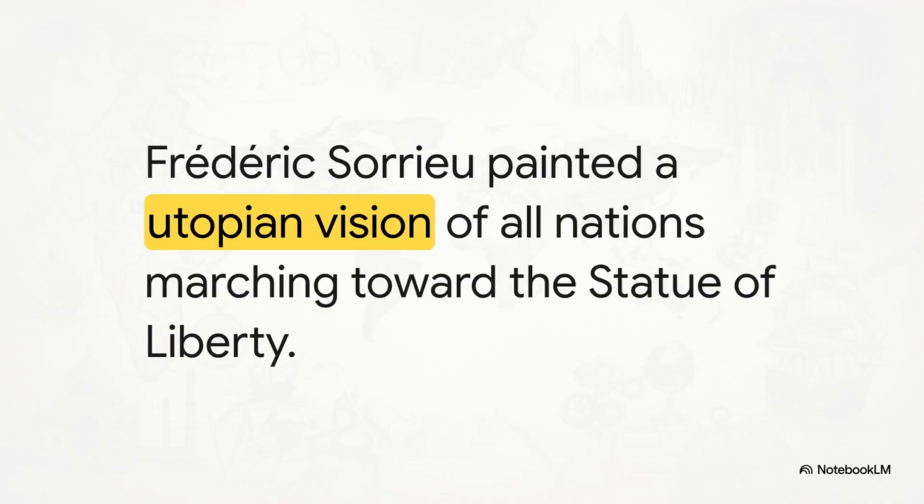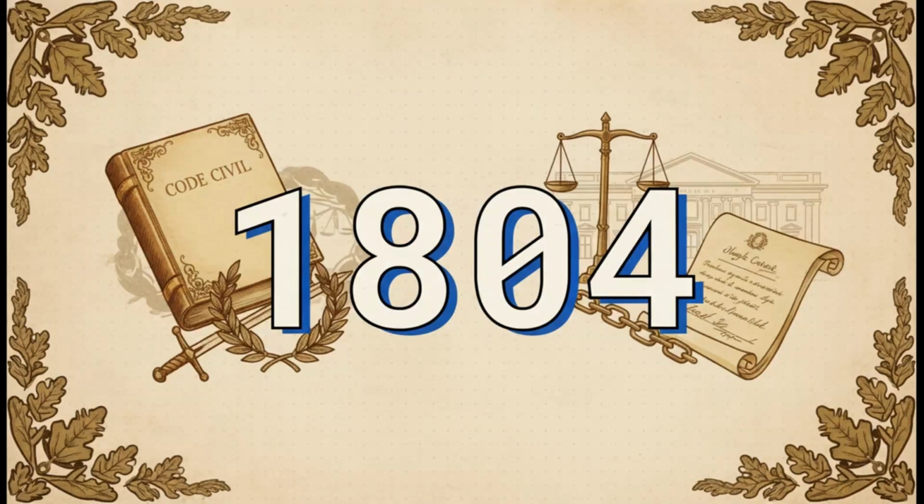It perfectly captured the changing vibe of the era, this powerful, unified march toward freedom, leaving the old absolute monarchies in the dust. Let's rewind just slightly to 1804. Napoleon introduces the Civil Code, often called the Napoleonic Code.